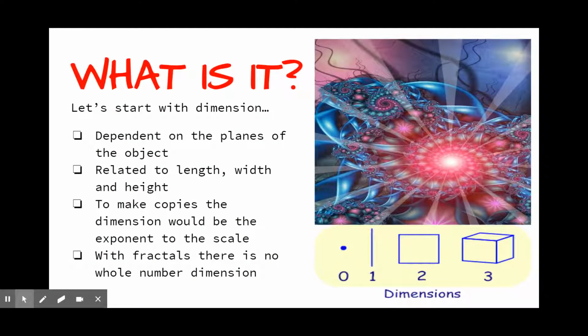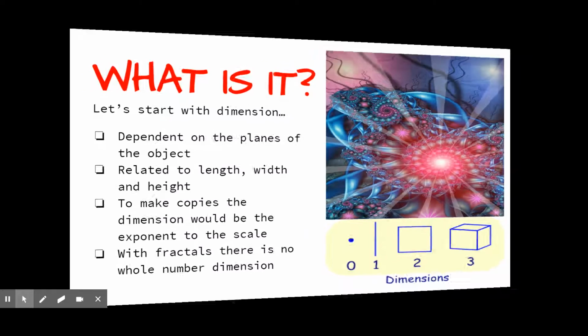So what is it? Well, let's start with dimension. Dimension is dependent on the planes of an object, and it's related to the length, the width, and the height. And to make copies of something, the dimension would have to be to the exponent or to the power of a scale. With fractals, there's no whole number dimension.